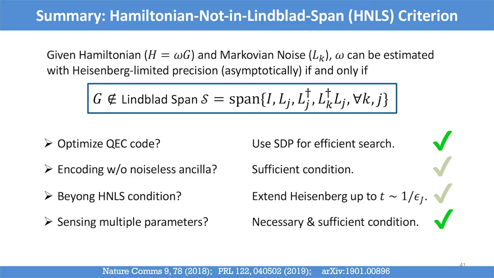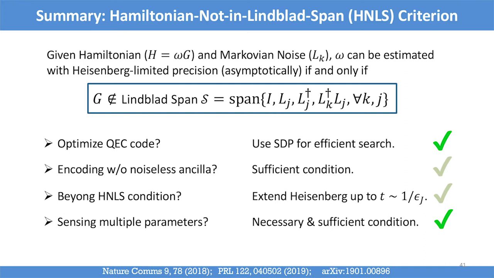Maybe just as a summary, we have this condition on the Hamiltonian not being in the Lindblad span, which is a necessary and sufficient condition to say that error correction can help you achieve Heisenberg scaling. And there are different optimizations and also generalizations to other more general situations.